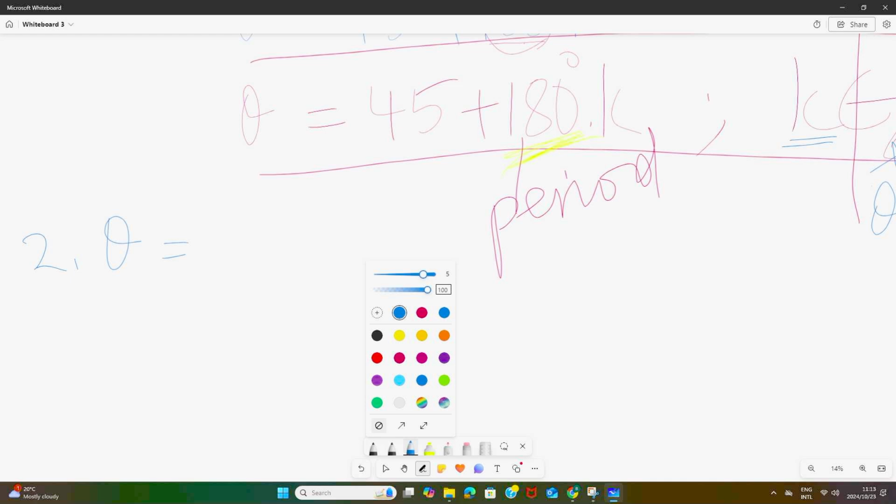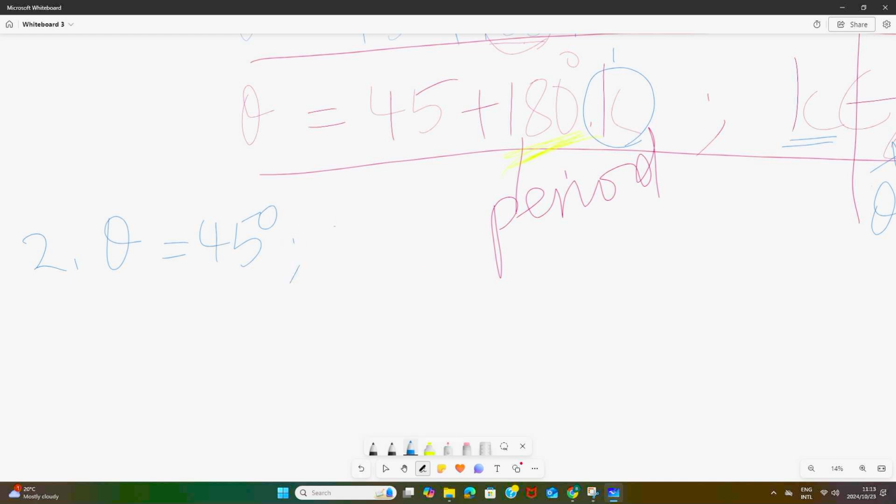That means k can be 0. What if k is 0? What will be the value of theta if k is 0? It means that it will be 0 times 180 plus 45, which gives us 45 degrees. Again, what if k is 1? We are substituting k by 1. That means it will be 1 times 180 plus 45 degrees, which will be 225 degrees.